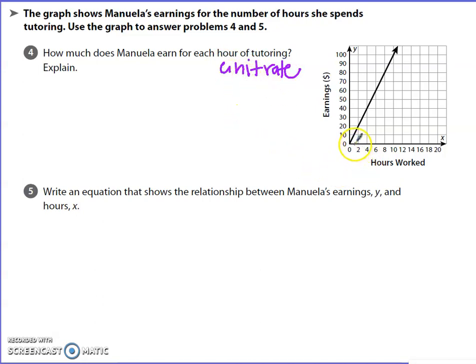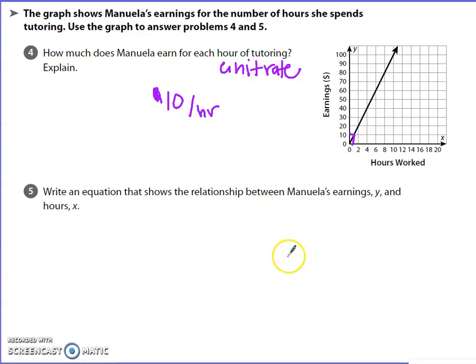So you're just going to go, this graph is very small, but you're going to go here, and it looks like right in the middle of 1 and 2 hours worked is where it crosses at $10 per hour.